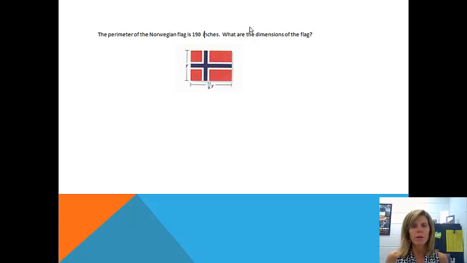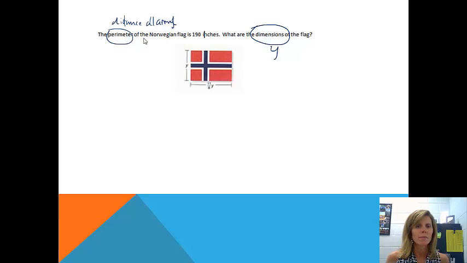A few things here. When it asks for what are the dimensions of the flag, I notice that they do have some dimensions on the screen, and I notice that the variable is going to be y, so we'll be using y as our variable. A couple other things. The perimeter is just the distance all the way around a figure. And when they tell me that the perimeter is 190 inches, I know that when I get my answer, it will have to equal 190. So I'm just going to go ahead and put equals 190 right there.